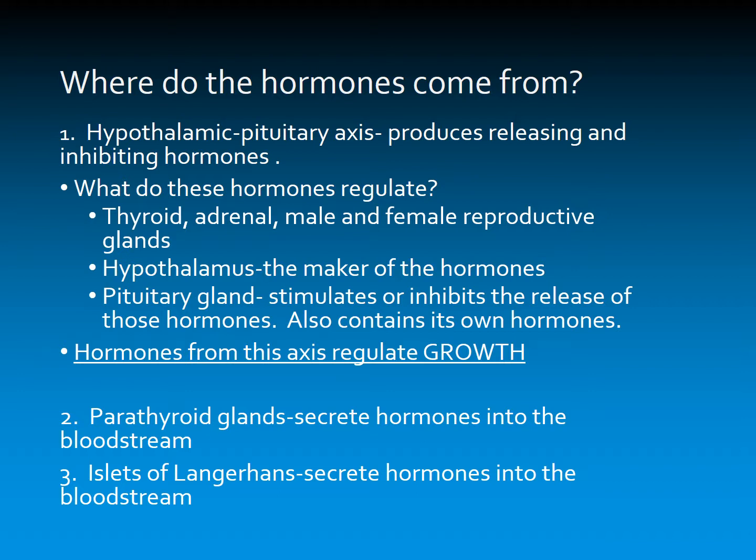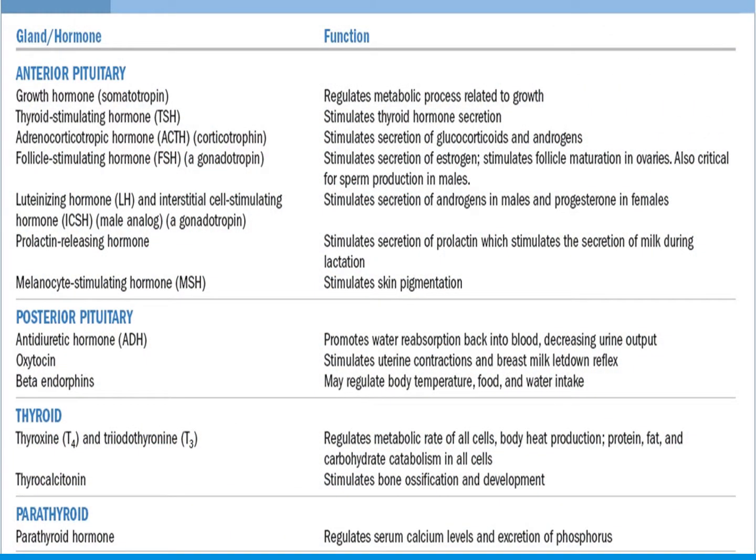Hormones from your hypothalamic pituitary axis regulate growth. You also have your parathyroid glands, and then you have your cells that are responsible for the secretion of insulin. I like charts and tables because sometimes it's just nice to organize information. So these are just listed out for you, what hormones come out of what gland and what they do. The next two slides just go over that.